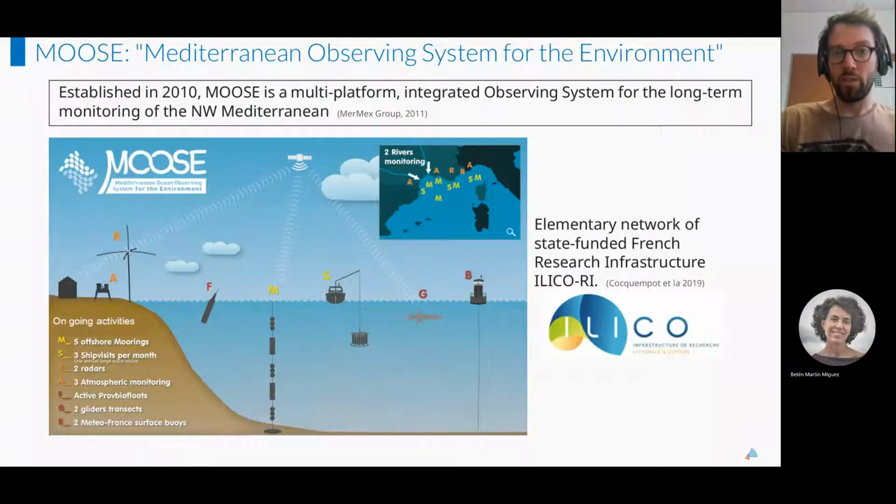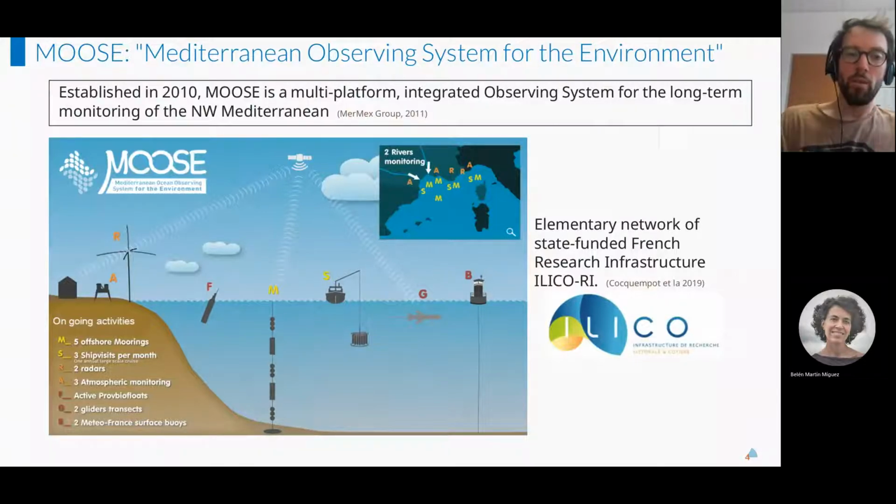So this vision was started in 2010 when the MOOSE, MOOSE stands for Mediterranean Ocean Observing System for the Environment, was created in 2010 by the French scientists to establish a multi-platform integrated observing system for the long-term monitoring of the North-Western Mediterranean Sea.